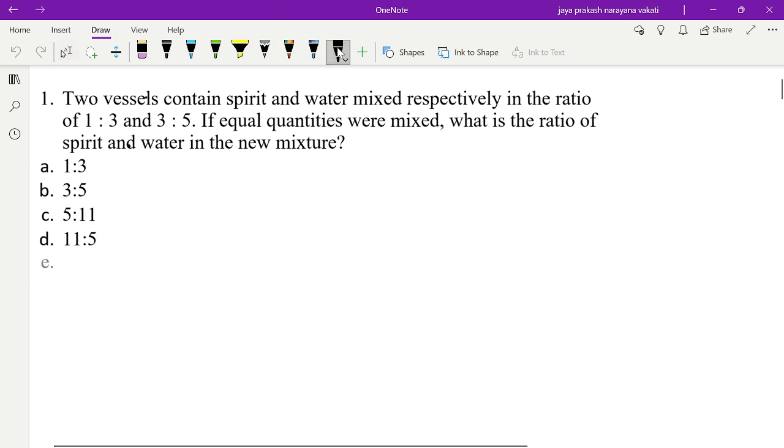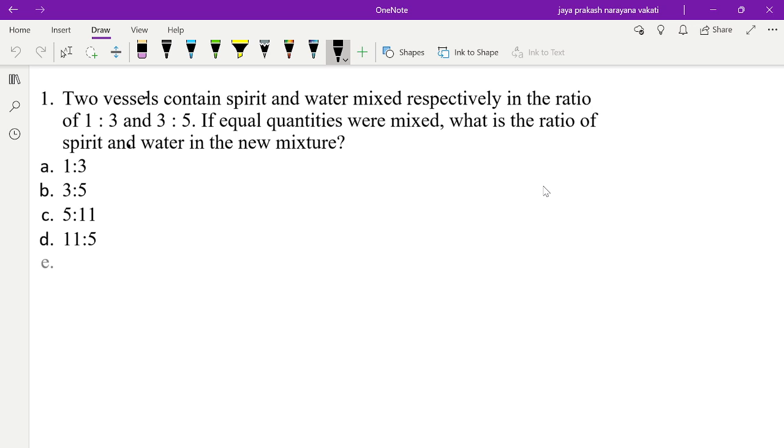Guys, good morning. These are the set of problems on mixtures and alligations. Straight away, we'll see the problems, guys. So just take a pause for 1 minute and try the question, and then continue with the solution. Let's see our first question.